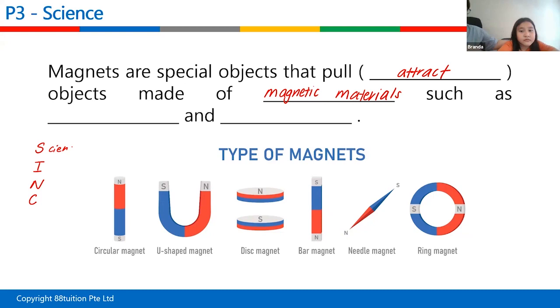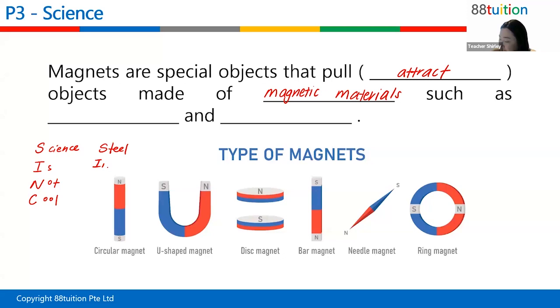Remember I always say use this acronym, it's easier: Science is not cool. It actually means steel, iron, nickel, and cobalt. So these are the magnetic materials. Why do we remember it this way? It's easier for you to remember, and at the same time it highlights that cobalt is a magnetic material, but copper is not. A lot of students get mixed up between cobalt and copper. Copper is not a magnetic material, but cobalt is.